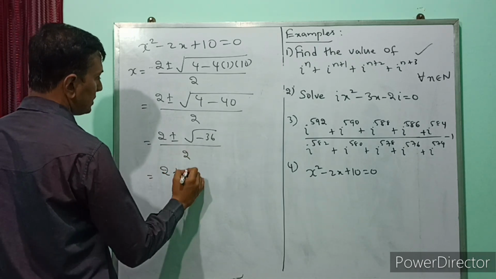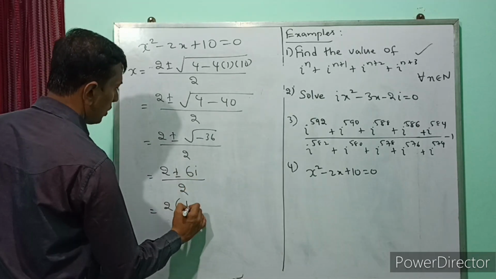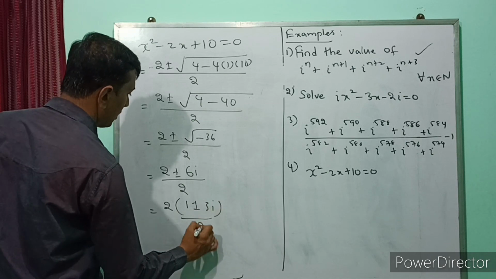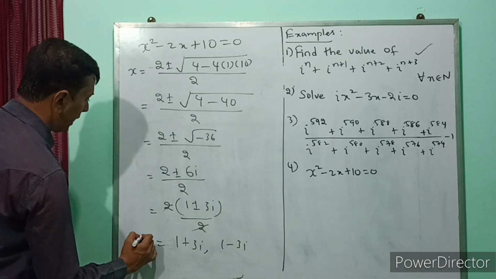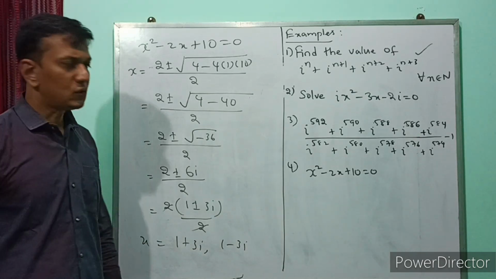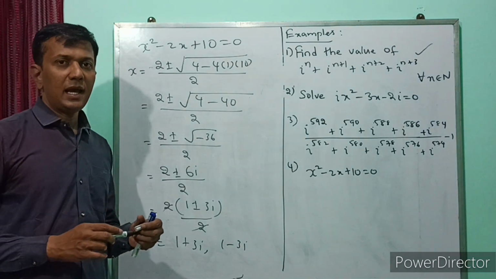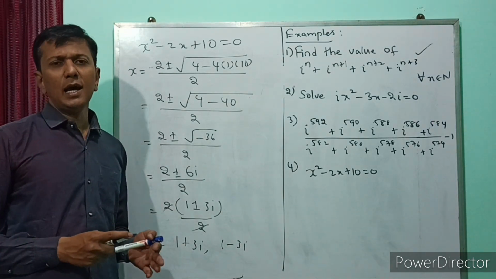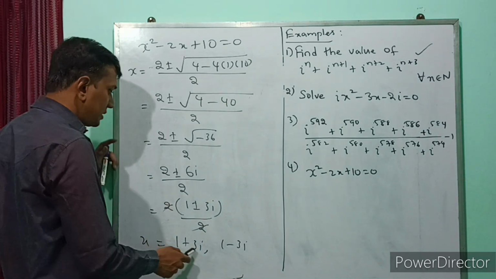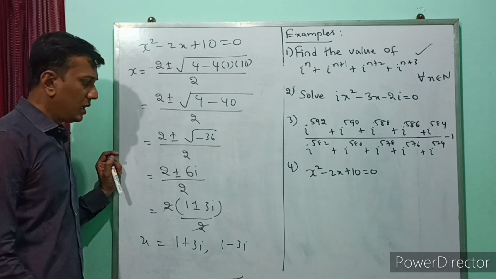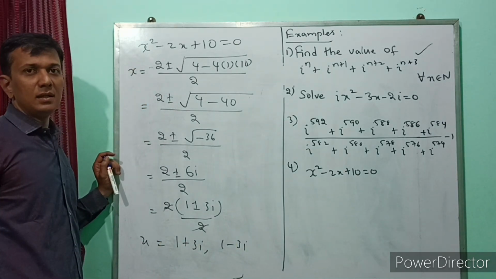2 plus or minus square root of minus 36 by 2. So 2 plus or minus 6i by 2. 2 is common here. 1 plus or minus 3i by 2. 2 gets cancelled. We will be left with 1 plus 3i and 1 minus 3i. So far, we used to get only a single term, which is 3i, 2i, or single i or minus i, this kind of terms. But here we got 1 plus 3i, 1 minus 3i. So this is the complex numbers general form.